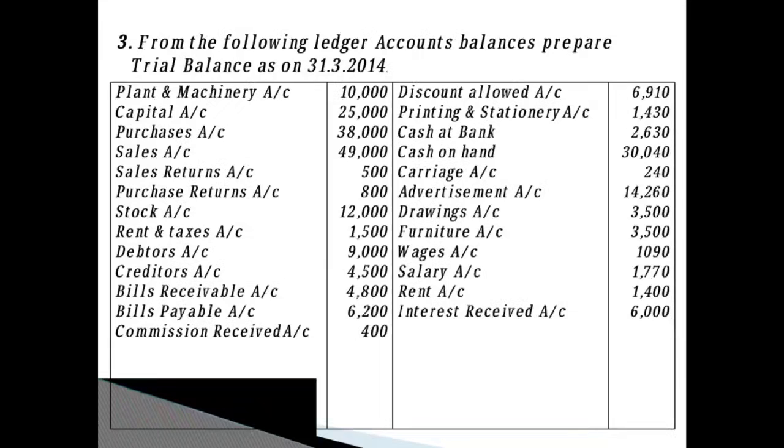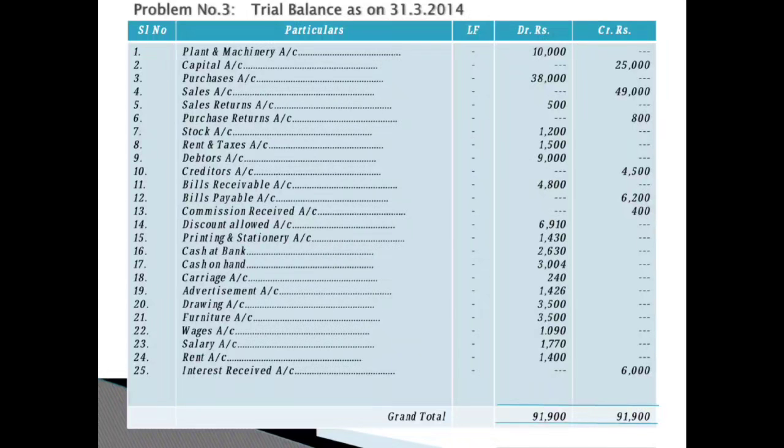Then lastly what you have is interest received account rupees 6,000. As it is interest received, it is income. Income shows credit balance, so we are going to record it in a credit column, 6,000. See, 25th we have recorded interest received, credit column rupees 6,000.